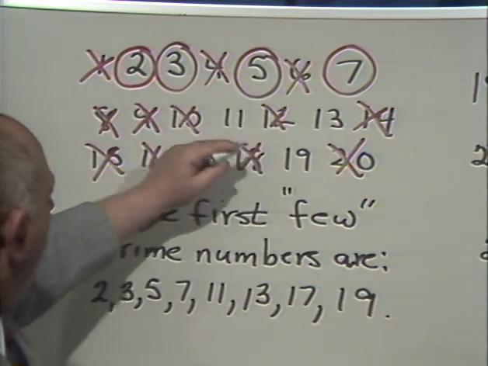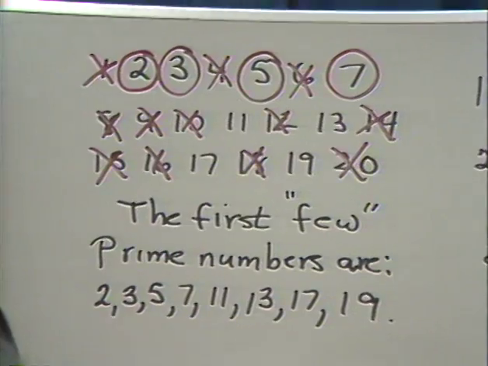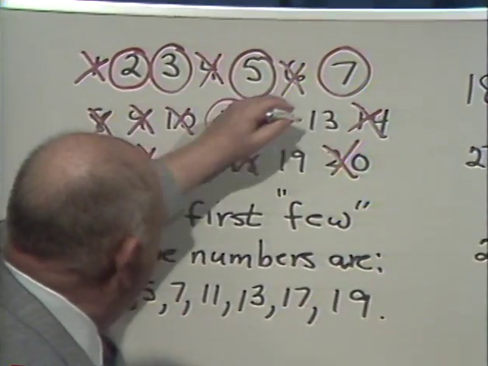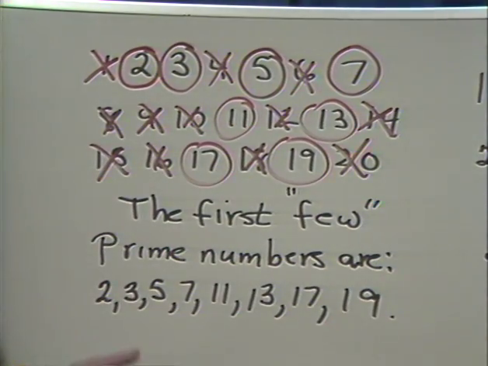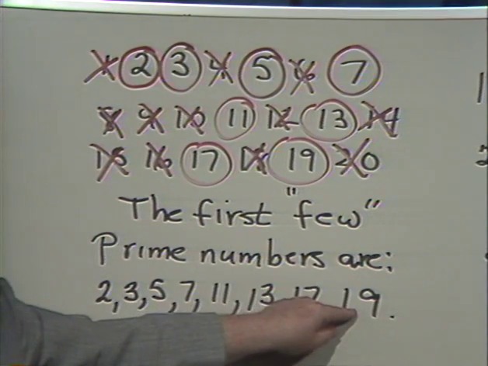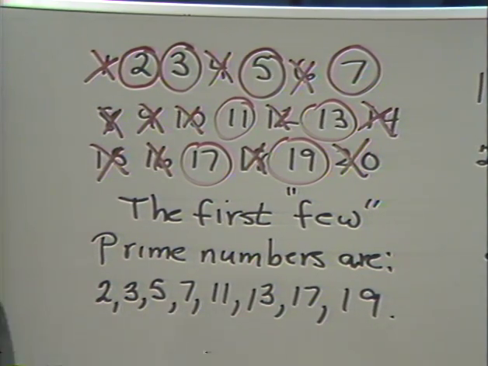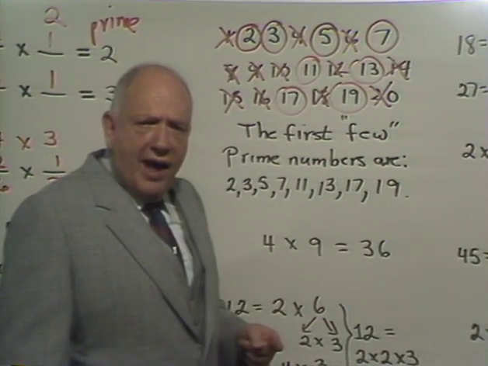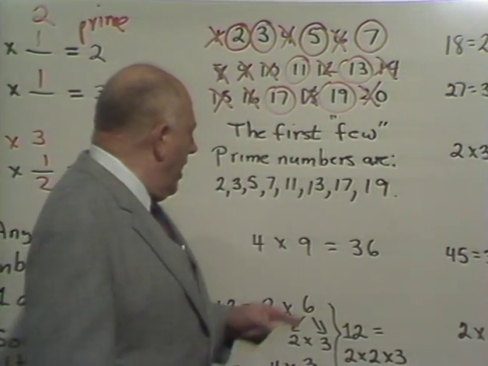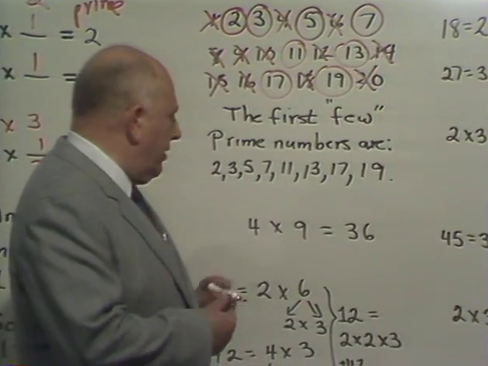In fact, you see, from here on in, all the numbers that are left must be primes because they haven't been crossed out yet. In other words, the first few prime numbers are 2, 3, 5, 7, 11, 13, 17, and 19. That means these numbers cannot come up in a multiplication table other than where? In the ones table and their own table. Now, I'll tell you why prime numbers are important.